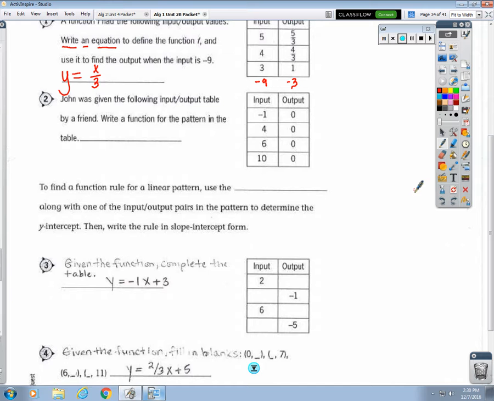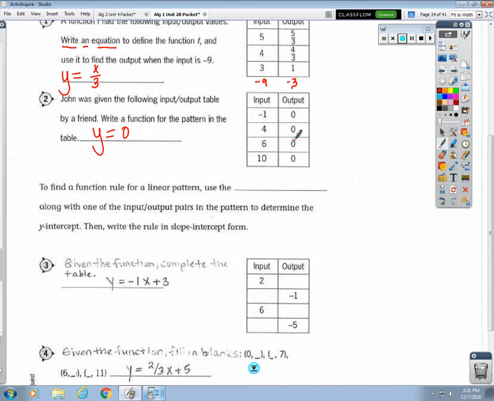Okay, number 2. John was given the following input-output table by a friend. Write a function for the pattern in the table. So y equals what? 0. What is that called? What we did one like this the other day where they gave us an input to plug in, but there was nowhere to plug it in. A constant function. Constant. Because think about it. It didn't matter what input they gave us, wasn't output always 0?